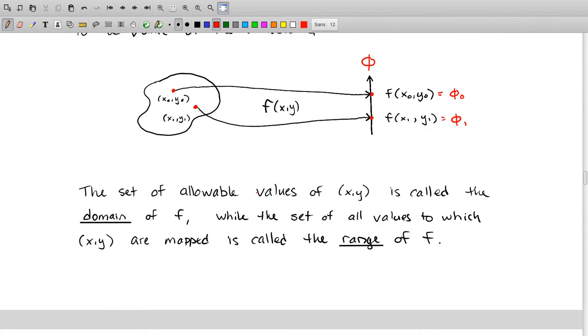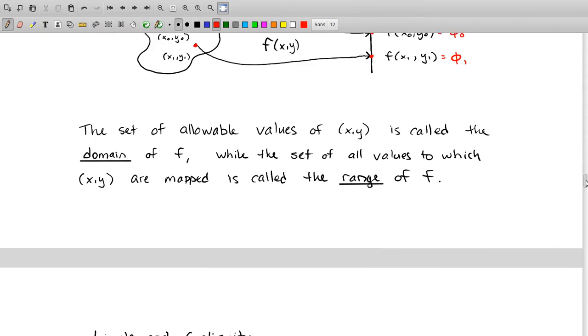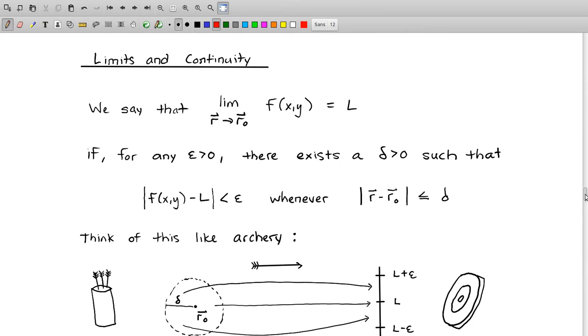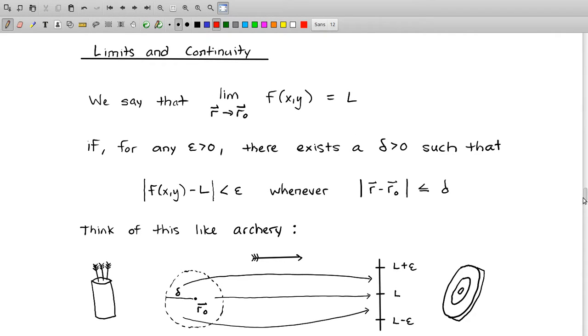As in one dimension, the set of allowable values of the independent variables is called the domain, and the set of all values attained by the dependent variable is called the range. So same language and same meaning. We also want to be very careful and understand what we mean by a limit, because all of calculus is based on limits, and continuity, because a lot of times we'll be primarily interested in continuous functions.